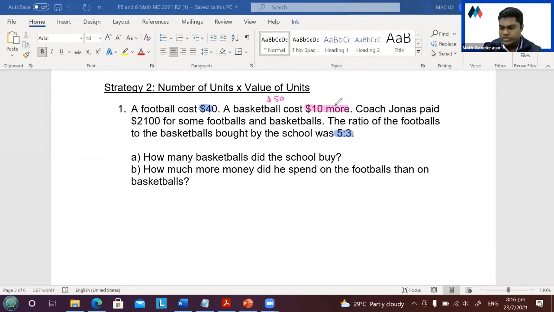Okay, so Coach Jonas paid $2,100 for some footballs and basketballs. The ratio of the footballs to the basketballs bought by the school was 5:3. Okay, so now can you all type in the chat, what is the minimum number of footballs and basketballs that he could have possibly bought?